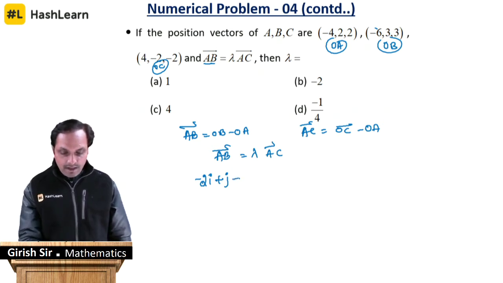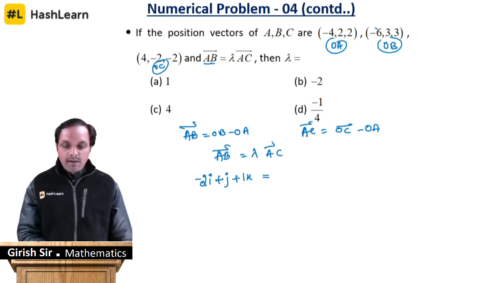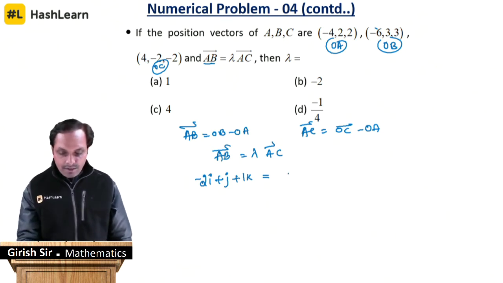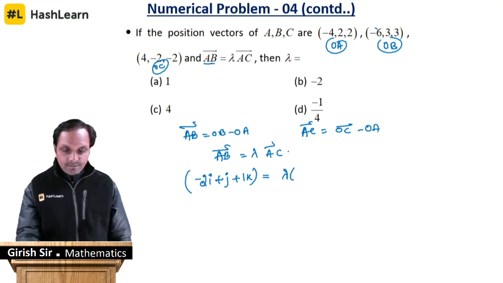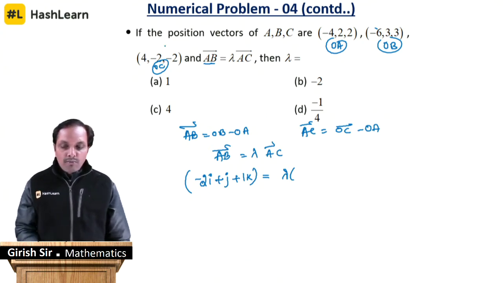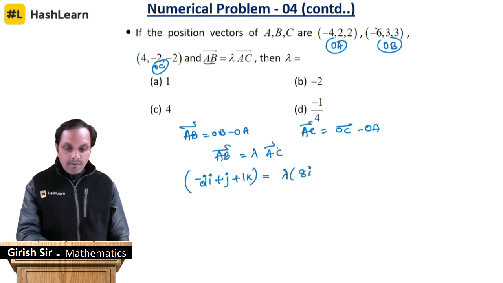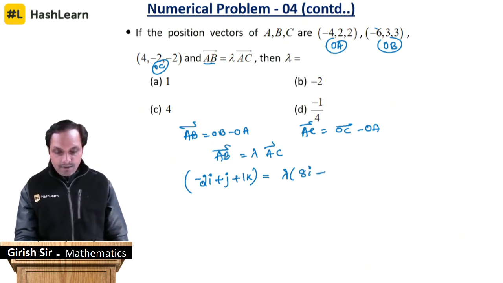3 minus 2 is 1k. This is your AB vector. If you want the AC vector, this is C minus A that you need to do, which is lambda times 4 minus of 4 will give you +4, that is 8i, then -2 minus 2 minus 4j minus 4k.